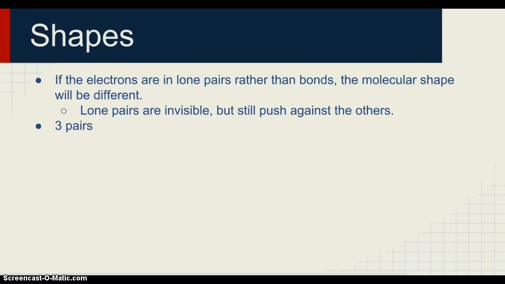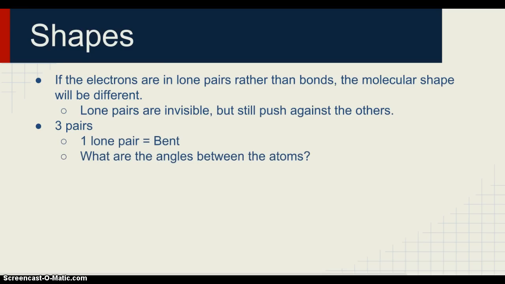But right now, let's just work on the names for these different shapes. So if you have 3 pairs of electrons around a central atom, we saw earlier that geometry is called trigonal planar, and it will still be trigonal planar if you have 3 atoms. But what if you have 1 lone pair? That's going to be a bent geometry. And how will that change the angles between the atoms? As said before, those angles are going to get smaller because these electrons are going to push against it stronger.